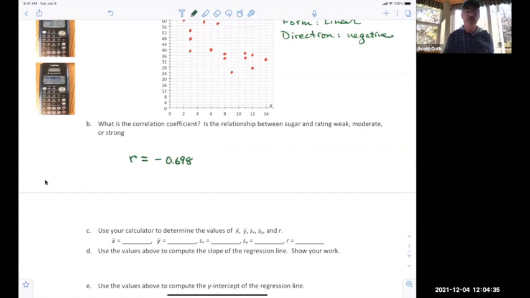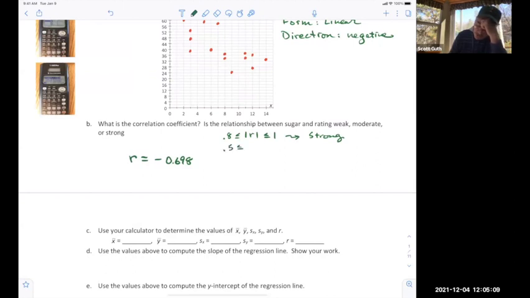And then while we're at it, let's go ahead on the next problem. Oh, and by the way, we know that that indicates that the relationship is just moderate. So the rule for R is, let's do it with absolute values. If the absolute value of R is between 0.8 and 1, we just call this strong. Okay. If we're going from 0.5 to 0.8, that's moderate. Okay. And if we're between 0 and 0.5, that's weak.